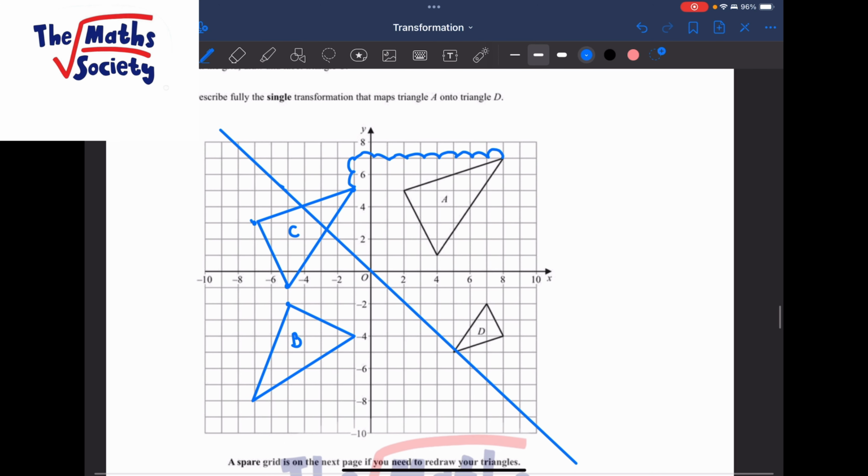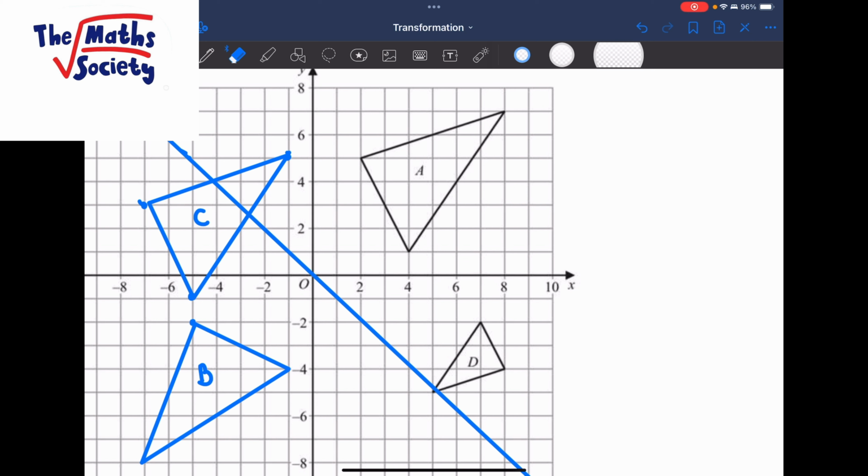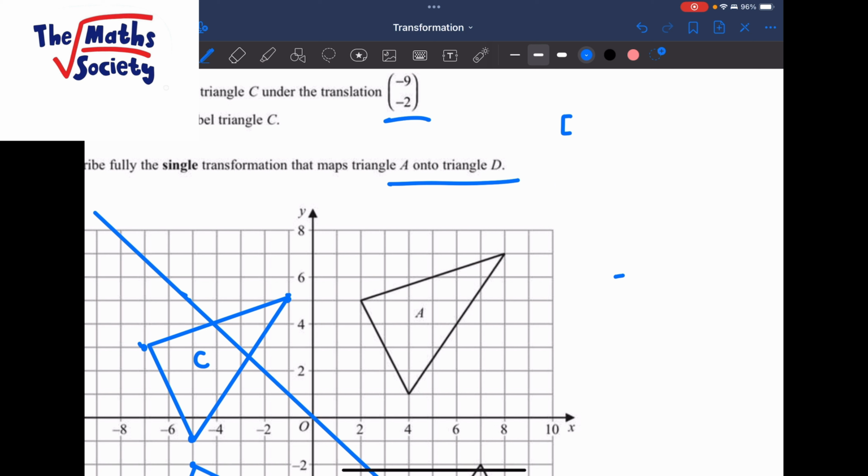And then describe fully the transformation that maps A onto D. A to D. So we can see that there is a size difference. So we know that it actually just shrank. So we know that scale factor definitely has to be in the minus because it's smaller. If it's smaller, it's minus, but if it's larger, it's going to be plus. But for now, we know that it is enlargement.